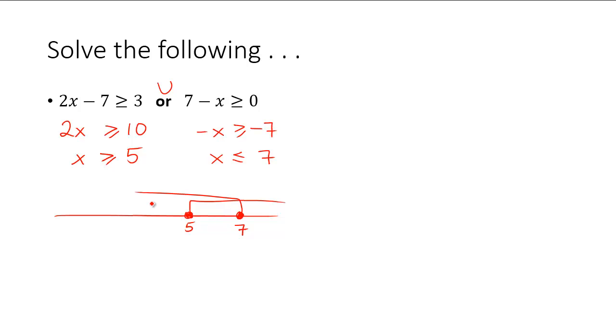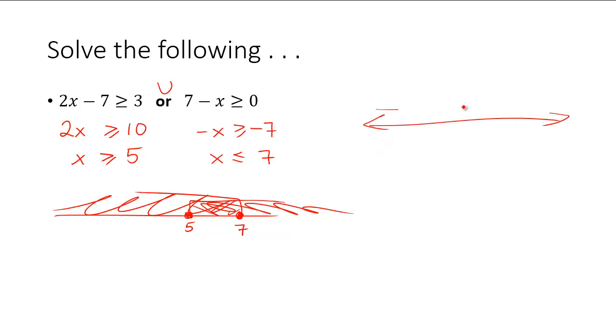The OR is saying everything. So everything of this set and everything of that set. Meaning the whole number line. So our final answer would just be everything, which in interval notation can be written negative infinity to infinity.